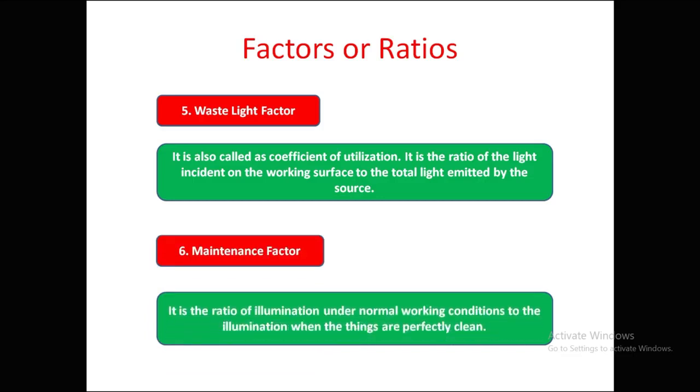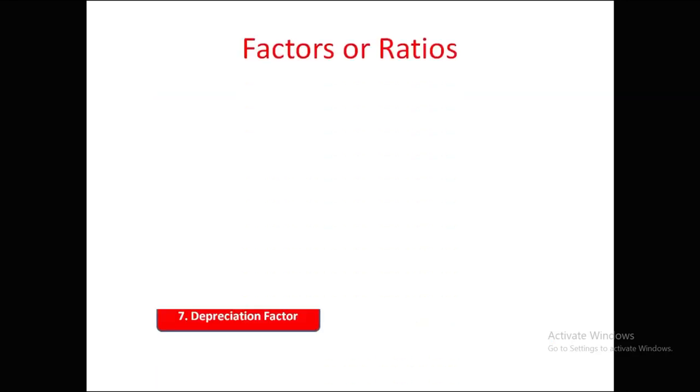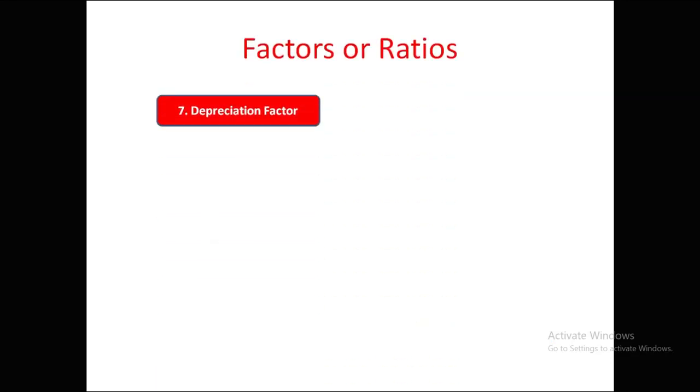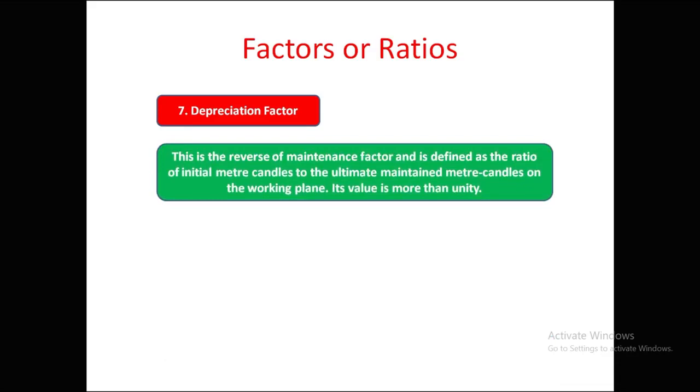Next, the maintenance factor is the ratio of illumination under normal working conditions to the illumination when the things are perfectly clean. So that is called maintenance factor. Depreciation factor. So what is meant by depreciation factor? This is the reverse of maintenance factor and is defined as the ratio of initial meter candles to the ultimate maintained meter candles on the working plane. Its value is more than unity naturally.